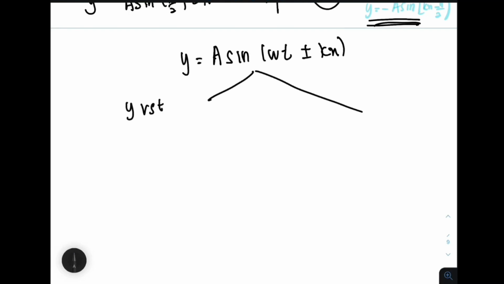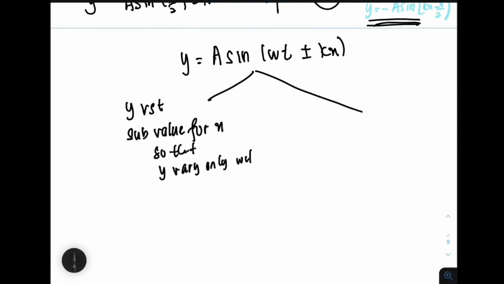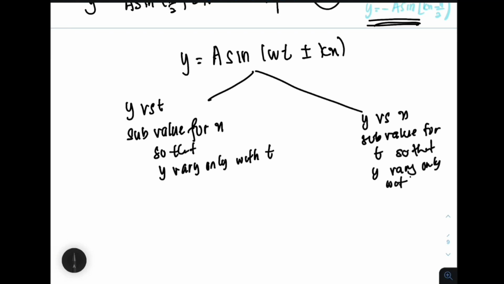So, I want to emphasize again, we will draw the graph y equals A sin omega t plus minus kx. We have two types of manipulated variables for our y. It means when t changes, y will change, and when x changes, y will also change. So because of that, what we will do here for sketching is sketch y versus t, where you substitute values for x so that y varies only with t. So x here is already a constant. Likewise, when you want to plot y versus x, substitute a value for t so that y varies only with x.